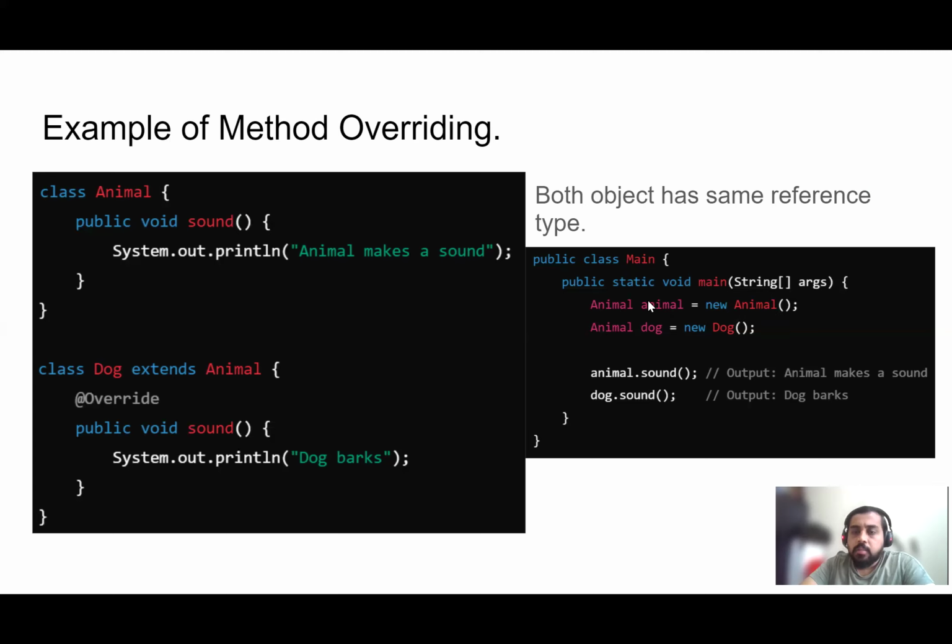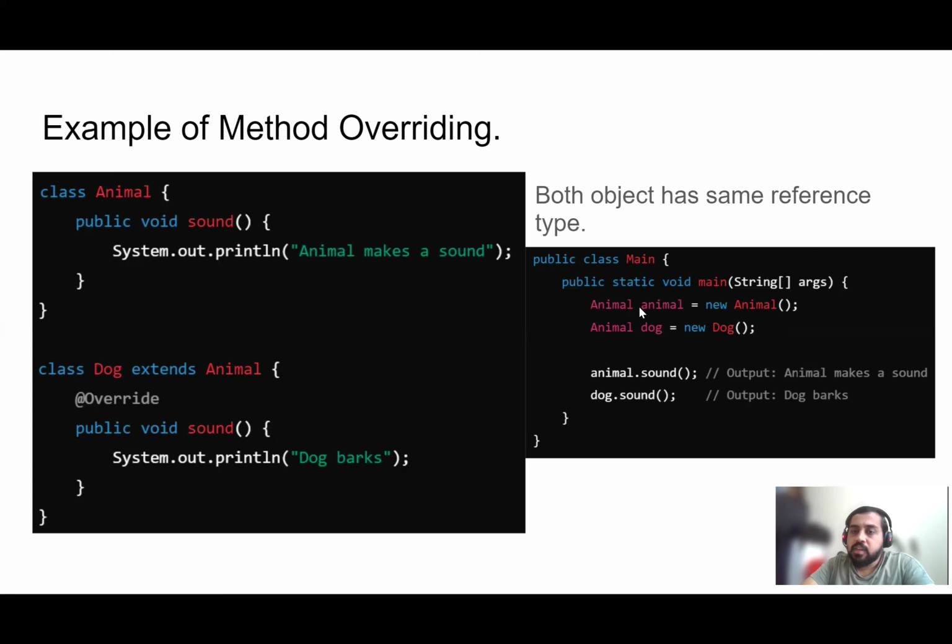That's fine, right? But once I created a new dog object, this dog object should be caught with a reference of dog. But here I'm catching it with a reference of animal only because of this relationship. So through this relationship, both objects are caught by the same reference. This is what is called polymorphism.